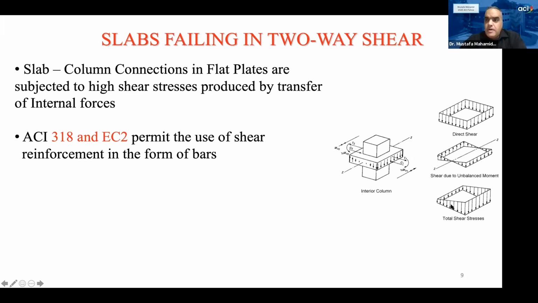As you can see, we do have an unbalanced moment on the slab that we have to consider in our design. Design codes ACI 318 and Eurocode 2, for those of you who practice in Europe or work on a project in Europe, even if they are in the US or other parts of the world that use the Eurocode, consider this system of using shear reinforcement for punching shear.